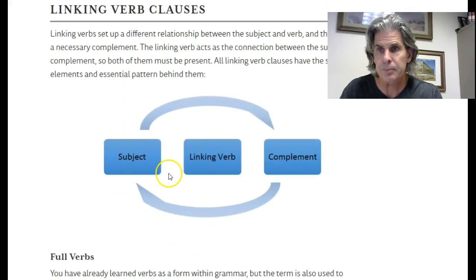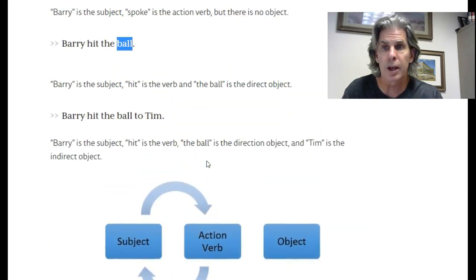Okay. Linking verbs set up a situation where it's A equals B. This complement describes the subject. So the linking verb doesn't do anything. All it does is it links the subject to the description. It's very important to keep in mind with action verbs, you don't have to have an object necessarily. You can or you can't. Sometimes you do, sometimes you don't.